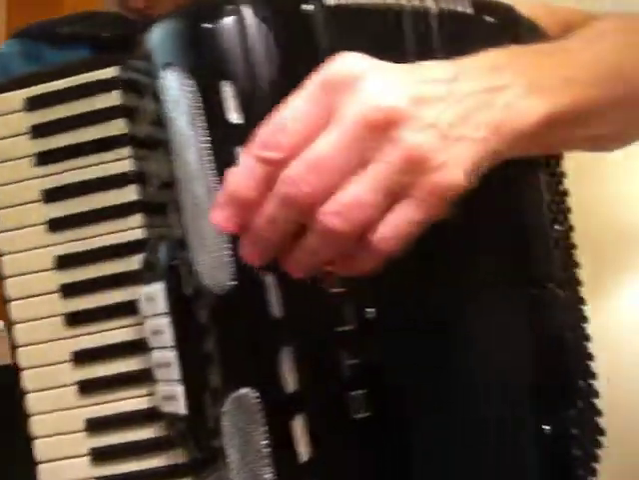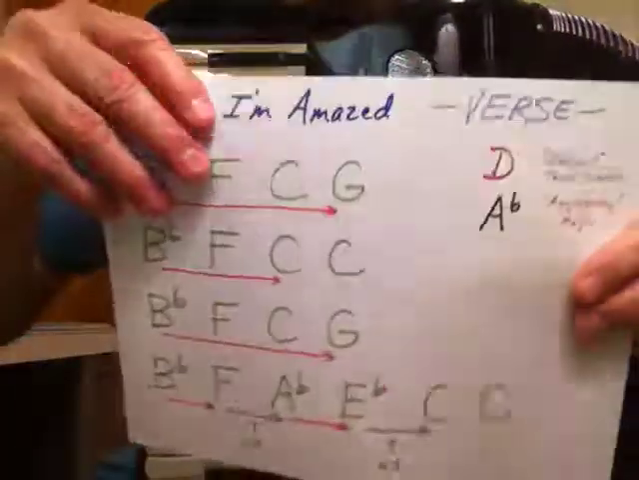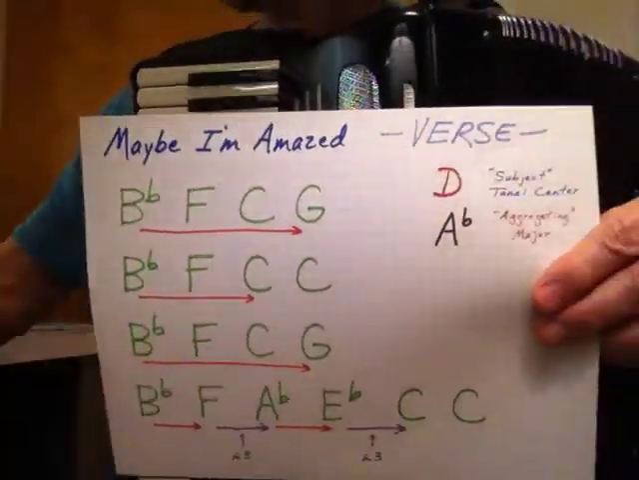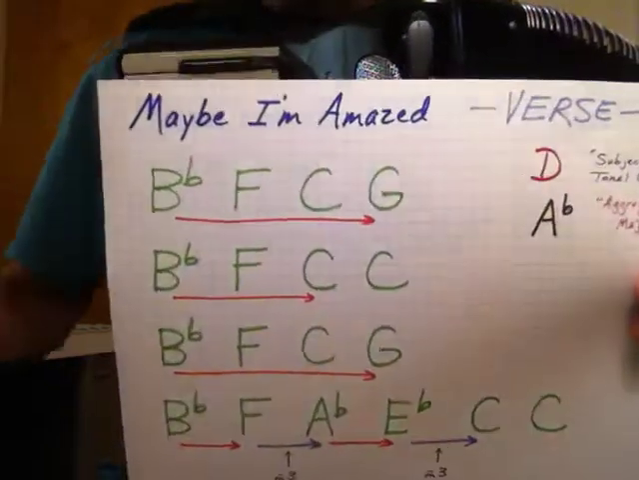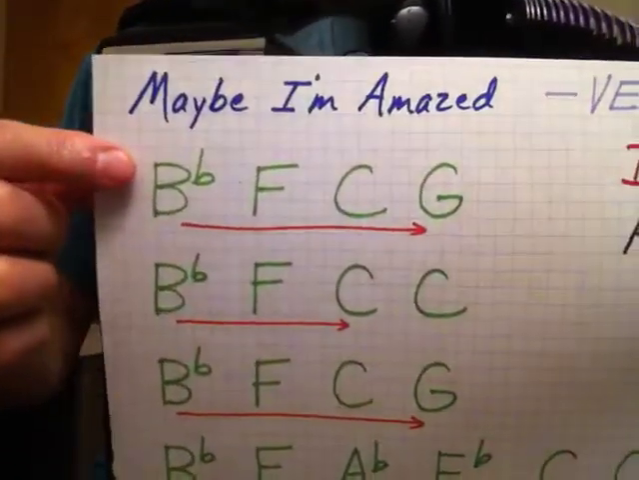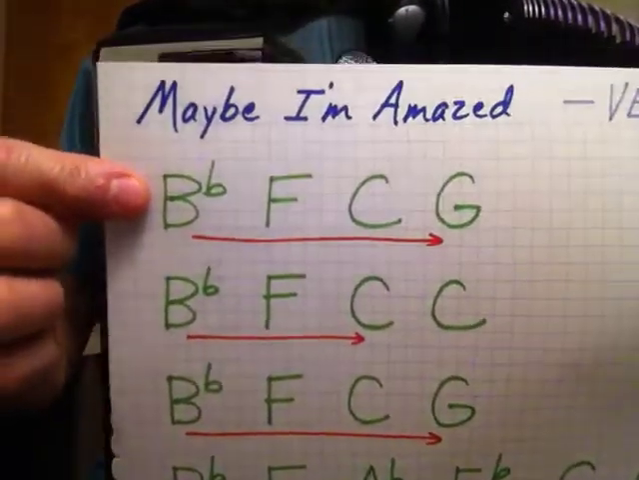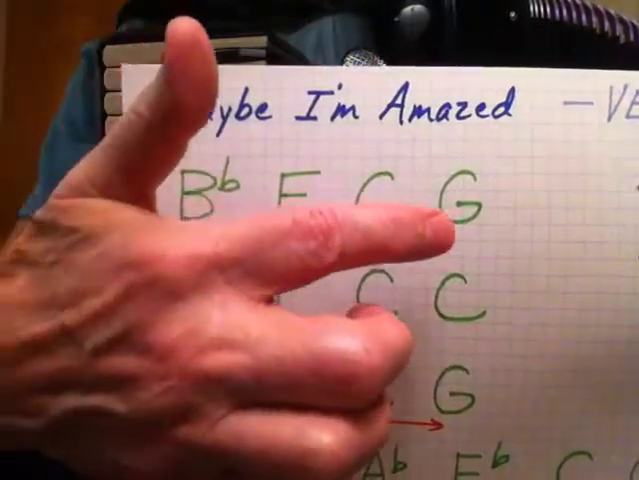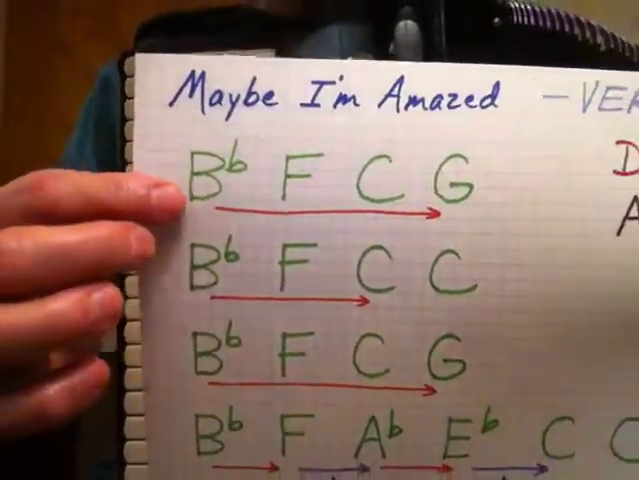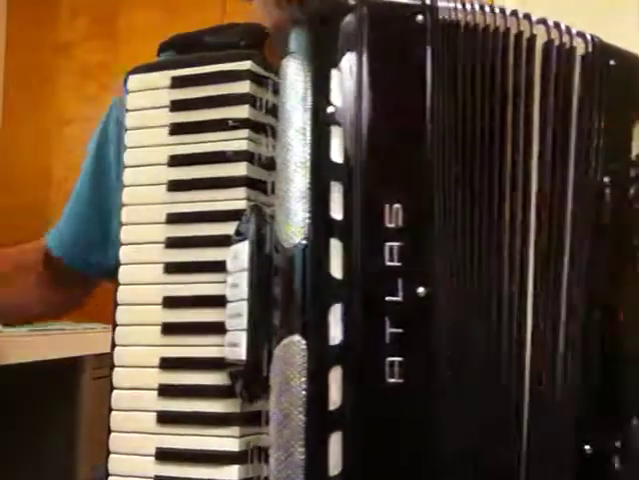Now let's jump to our main chart with the verse chords. So what do we get, first of all? In our first few measures here, what do we get? B flat, F, C, G. All right, let me just play this a little bit. I don't play well, but I have to show you this.